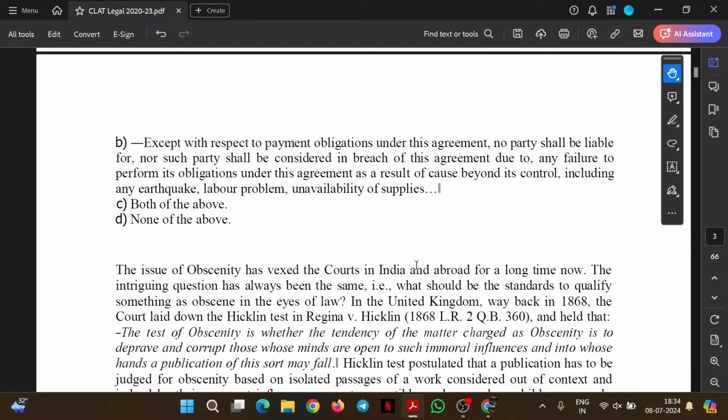Option B states that except with respect to payment obligation under this agreement. The very first line states that except with respect to payment obligations. So applying this into the real world, it would mean that anything is fine, everything can be stopped or can be taken away from the liability of a breach of contract, but the payment obligations are to be fulfilled. So this too cannot be taken into account as it is not reasonable or logical. We'll go ahead with option D.